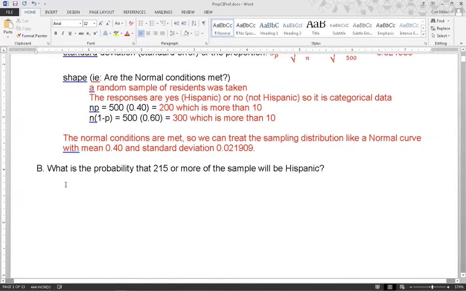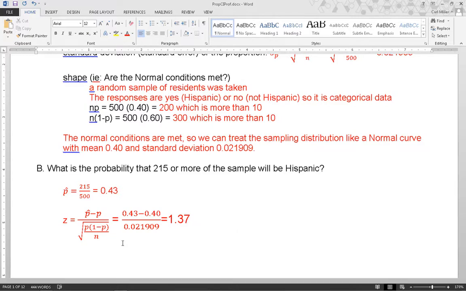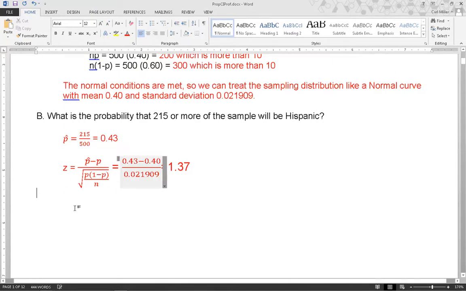B. What is the probability that 215 or more of the sample will be Hispanic? So we start by calculating the sample proportion p hat, which equals 215 divided by 500, equals 0.43. Then z equals the sample proportion p hat minus p, divided by the standard error, the square root of p times 1 minus p over n. So we get 0.43 minus 0.40, then divide by 0.021909, so the z-score is 1.37.